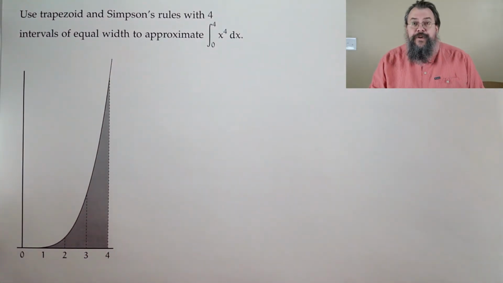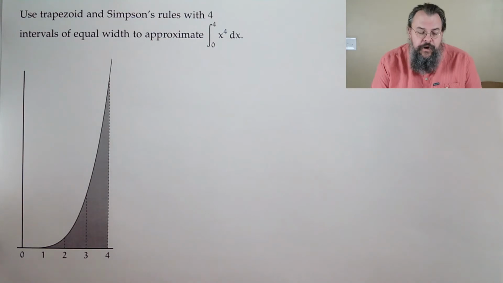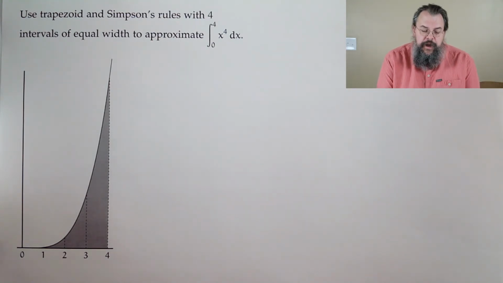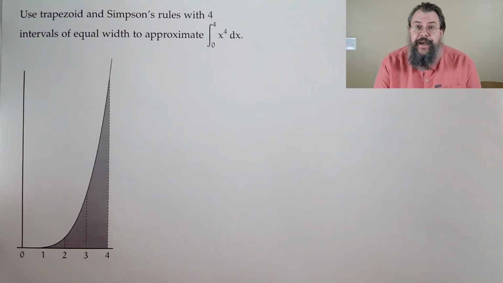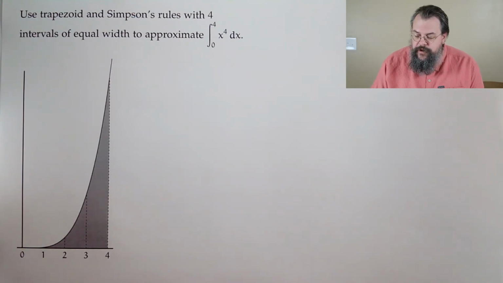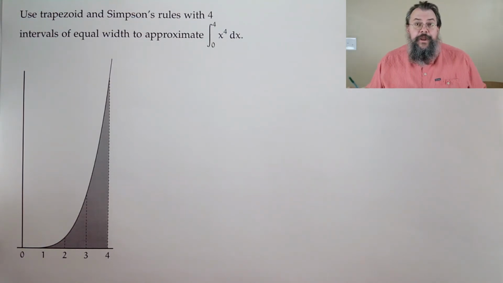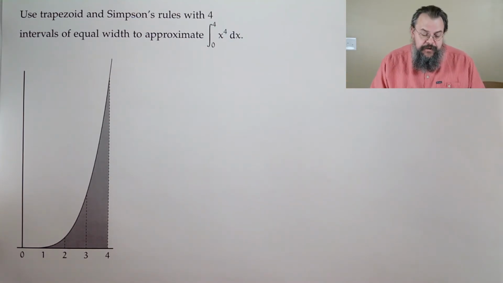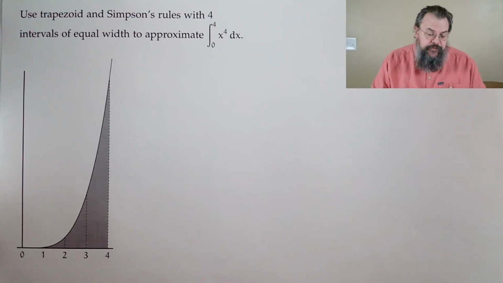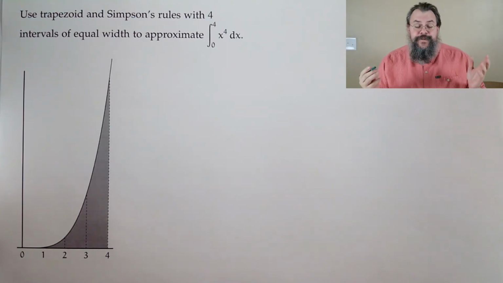Use trapezoid and Simpson's rules with 4 intervals of equal width to approximate the integral from 0 to 4 of x to the 4th dx. Okay, great. So we're going to try to figure out what's this integral from 0 to 4 of x to the 4th dx. One of the things is we could actually do this integral, so maybe we can compare, right? We can say, well, let's see how they stack up. But first off, let's do the rules.